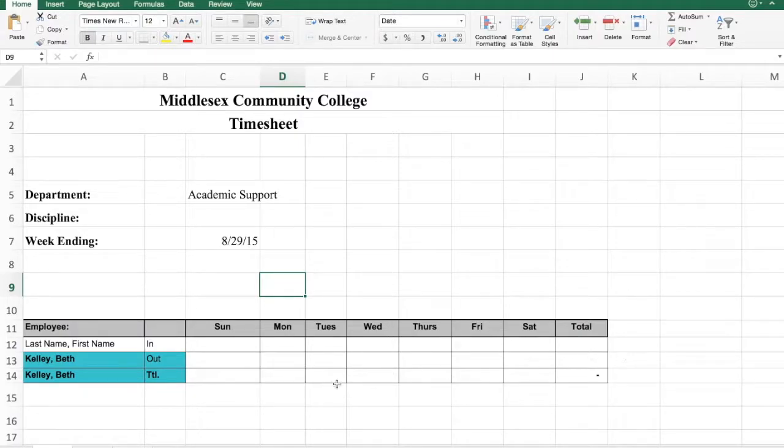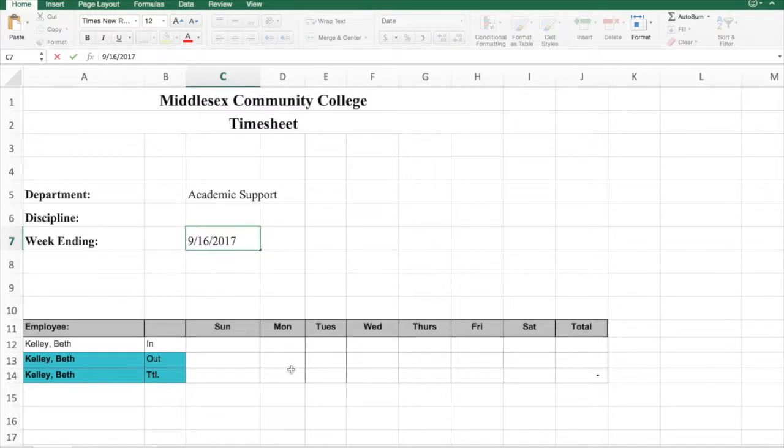and first names. For example, I would put in last name Kelly, first name Beth. For the week ending, please enter the Saturday date for the end of that pay period. For example, week ending Saturday, September 16th would be for the work week of Monday, September 11th through Saturday, September 16th. So in the week ending box, we would put in 9, 16, 17.